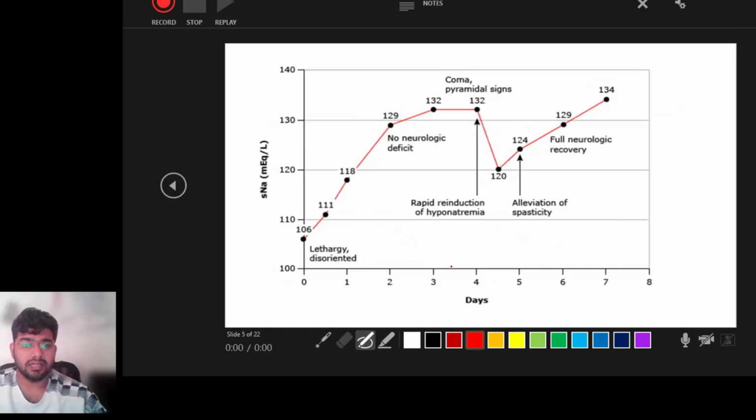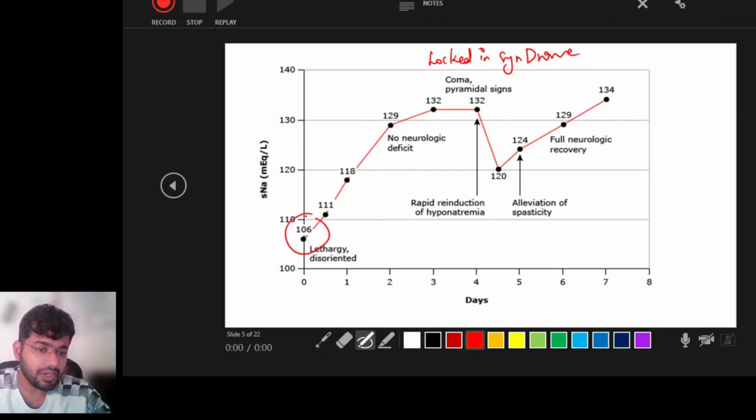So this is a clear-cut scenario where they are showing locked-in syndrome. What happens is the patient was having acute symptomatic hyponatremia and he was lethargic and disoriented. And 3% saline was started. Within 1 day, the sodium increased from 106 to 118, so nearly around 12. As I told, we have to increase only up to less than or equal to 8. The target is 4 to 6. Up to a maximum of 8 we can correct. But here they have corrected up to 12 milliequivalents.